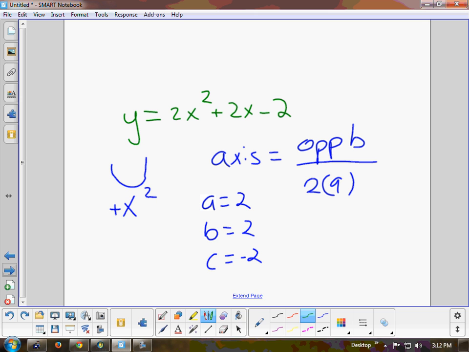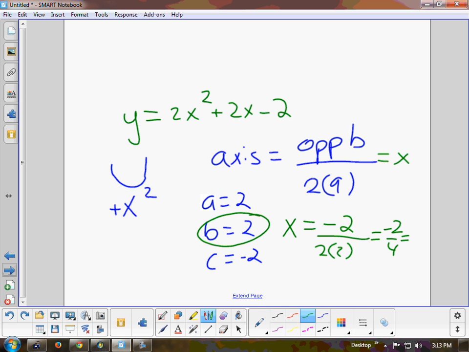Okay, so let's use this formula, the axis, which equals x. X equals the opposite of b. Well, the opposite of 2 is negative 2. And 2 times a would be 2 times 2, which is 4. So I get negative 2 over 4, which reduces to negative 1 half.